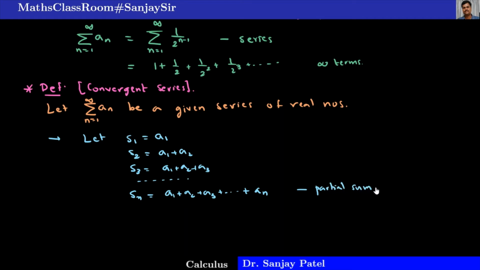And using these partial sums, we form a new sequence S1, S2, S3. So as a result, we have the sequence S_n of partial sums of the given series.